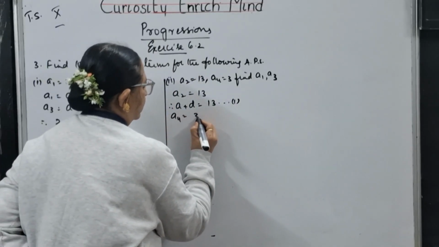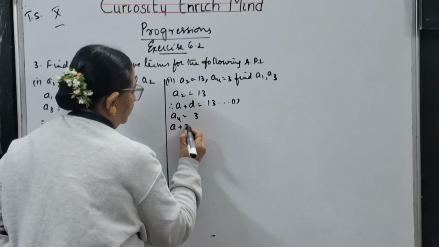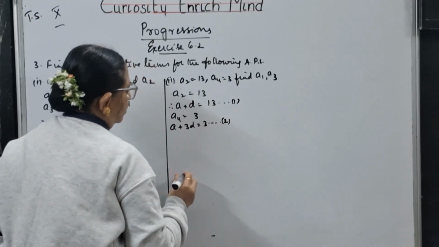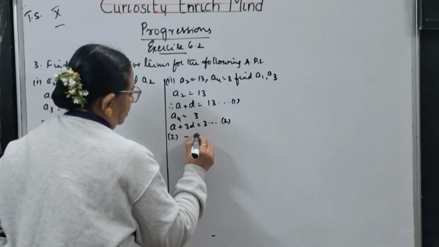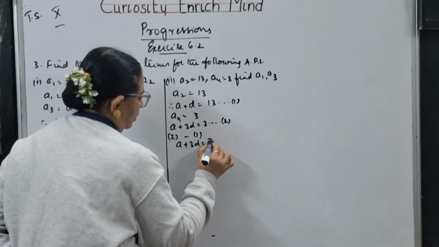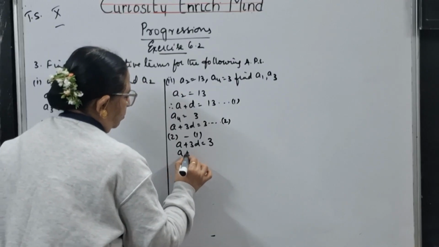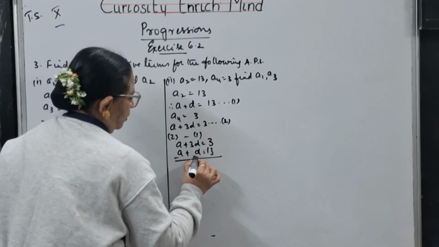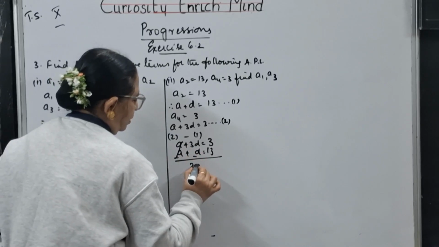A4 is equal to 3. That means A plus 3D is equal to 3. It is second equation. So take second equation and subtract first equation. A plus 3D is equal to 3, A plus D is equal to 13. So when you subtract, these two will get cancelled.